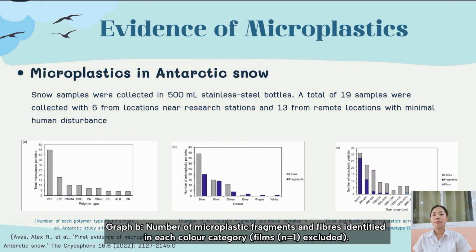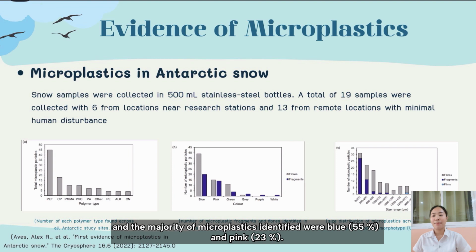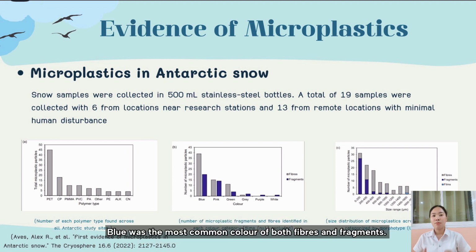Graph B, number of microplastic fragments and fibers identified in each color category. Film, N equal to 1, excluded. Fibers were the most abundant morphotype, 61%, and the majority of microplastics identified were blue, 55%, and pink, 73%. Blue was the most common color of both fibers and fragments.